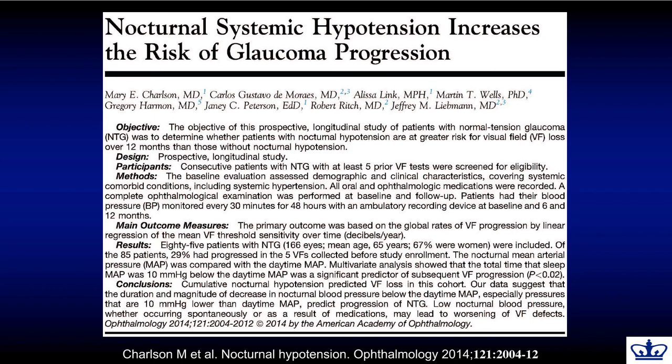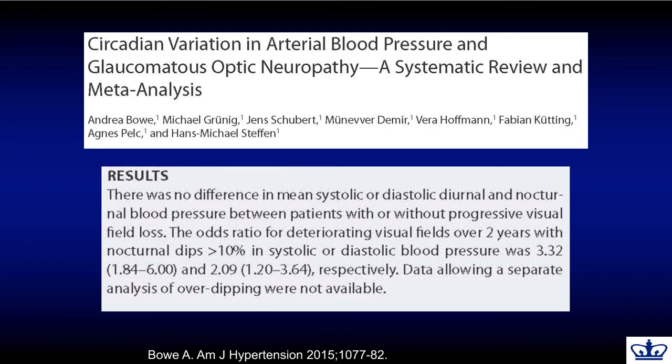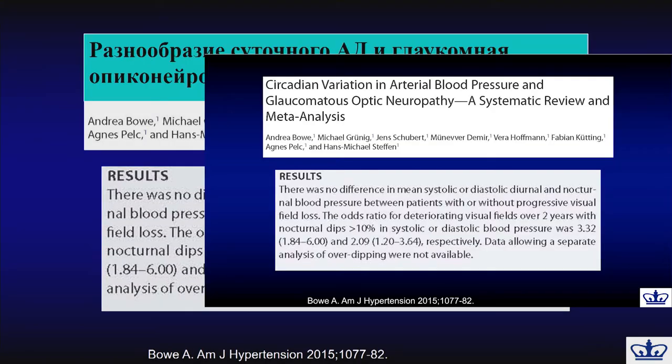We have evaluated nocturnal systemic hypotension along with colleagues at New York Eye and Ear Infirmary with Bob Ritch, Gustavo de Moraes now here at Columbia, and Mary Charlson at Cornell University, in which we performed 48-hour blood pressure monitoring. And during that time, when the patient wore the blood pressure cuff for 48 straight hours, the duration and magnitude of the reduction in mean arterial blood pressure was associated with visual field progression. And that was an important feature of that disease process.